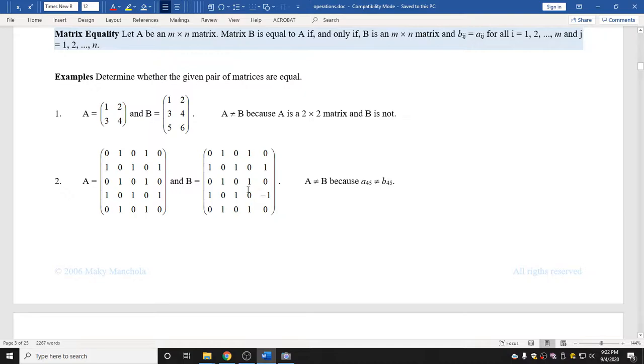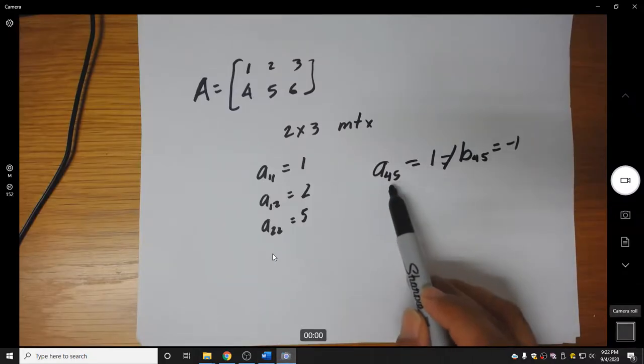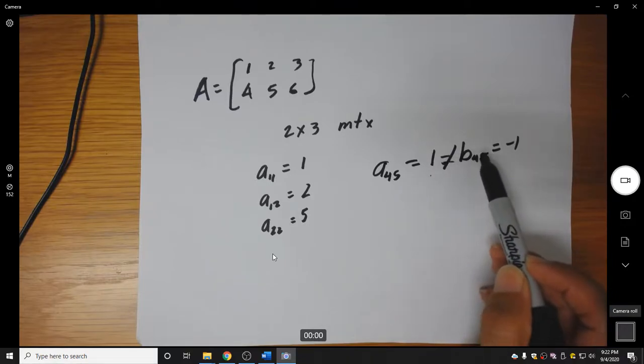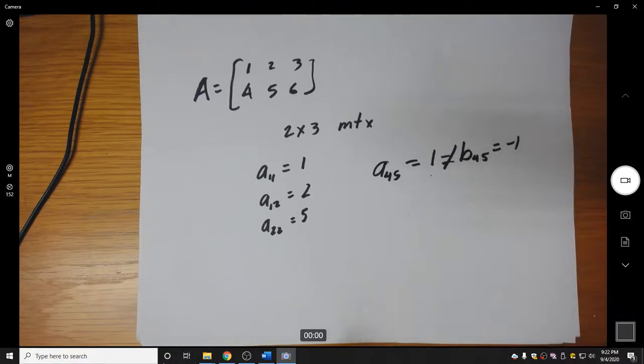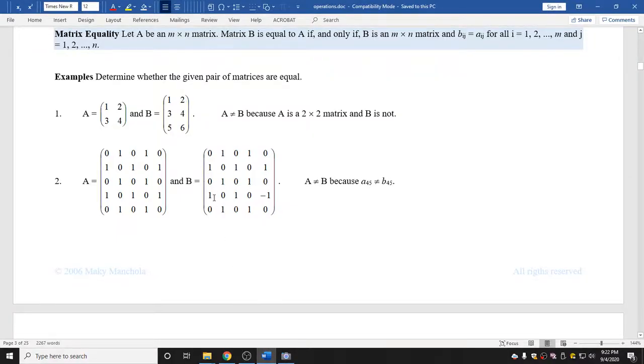A for 1 is 1, but that's not equal to B for 5, which is negative 1. So in that matrix, A for 5 is 1, which is not the same as B for 5, which is negative 1. We have to declare that these two matrices are not equal because there is a mismatch in a case of corresponding entries. A for 5 is not equal to B for 5, so these two matrices cannot be equal.